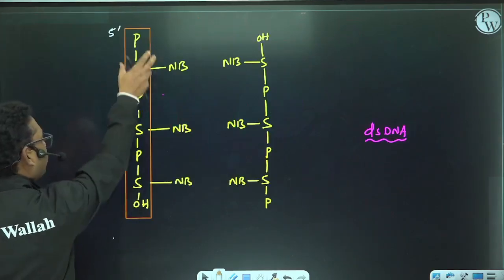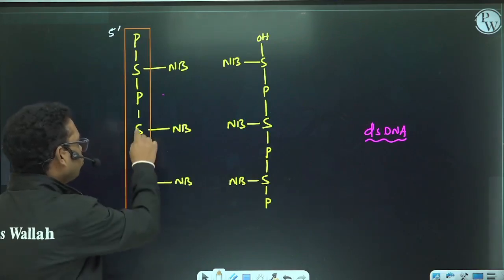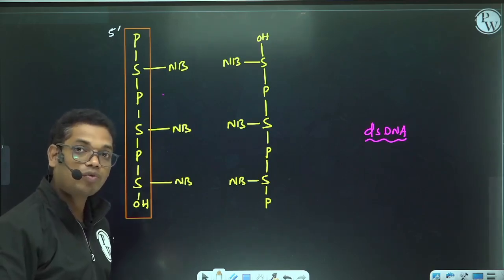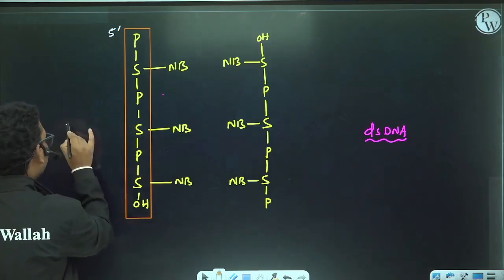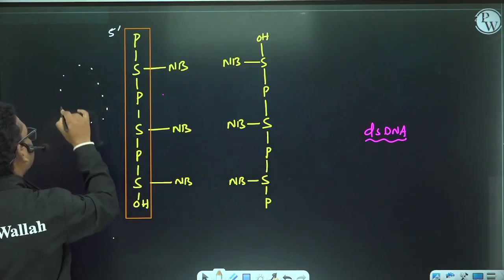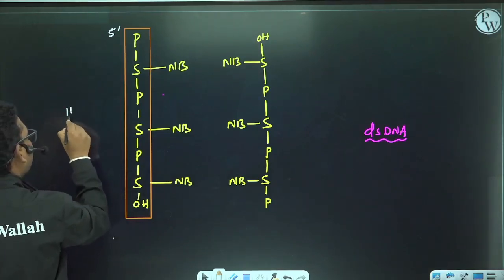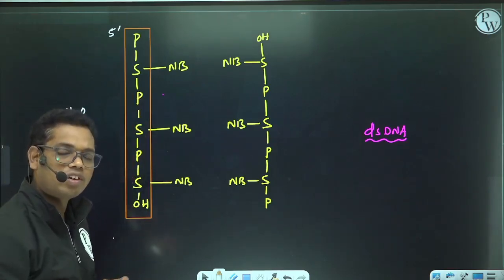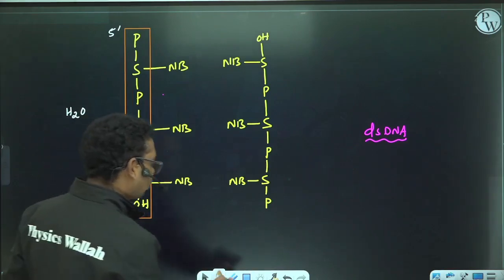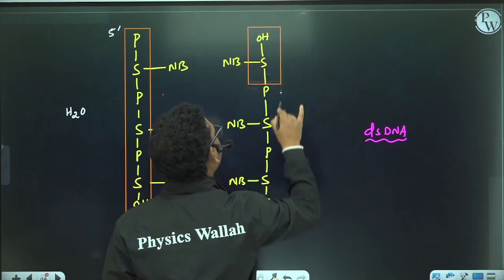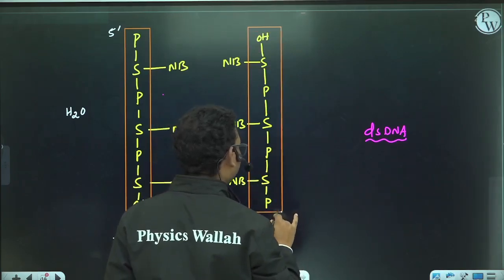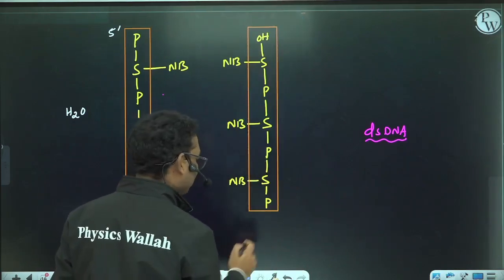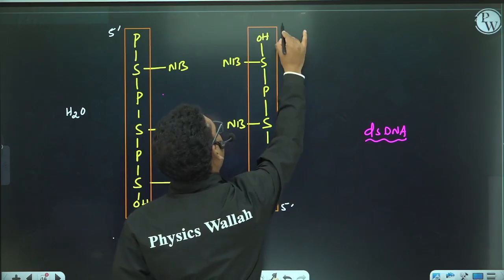So this one is the backbone, and this backbone is made up of sugar and phosphate. Both are hydrophilic, and because they are hydrophilic, they will interact with the water. So on this end, water will be present, and this water molecule will interact with the phosphate as well as the sugar, because they are hydrophilic in nature. Here also I have the backbone of this single-stranded DNA, again made up of alternate sugar and phosphate. In this case, this will be 5' and this will be 3'.